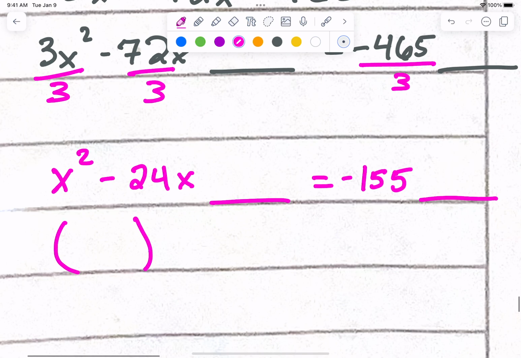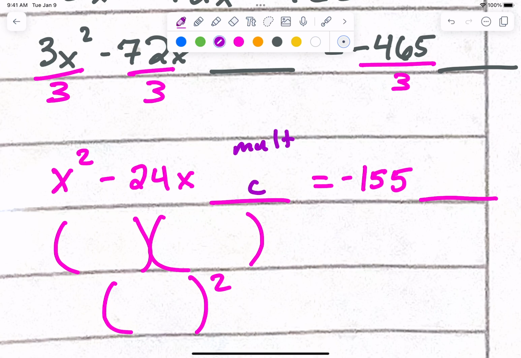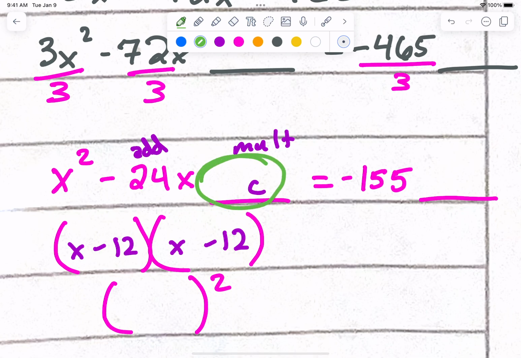So I want to be able to break this down into 2 pieces so that I can write it like that. Okay? So I want to multiply to get this number c right here. C is a number. And I want to add to give me 24. What 2 numbers add to give you 24 that are the same number? x minus 12, x minus 12. Okay? So if that's the case, then 12 times 12 gives you c, and that is plus 144, okay? And I'm going to add 144 to this side as well, right? Because if I add it to one side, I've got to add it to the other.